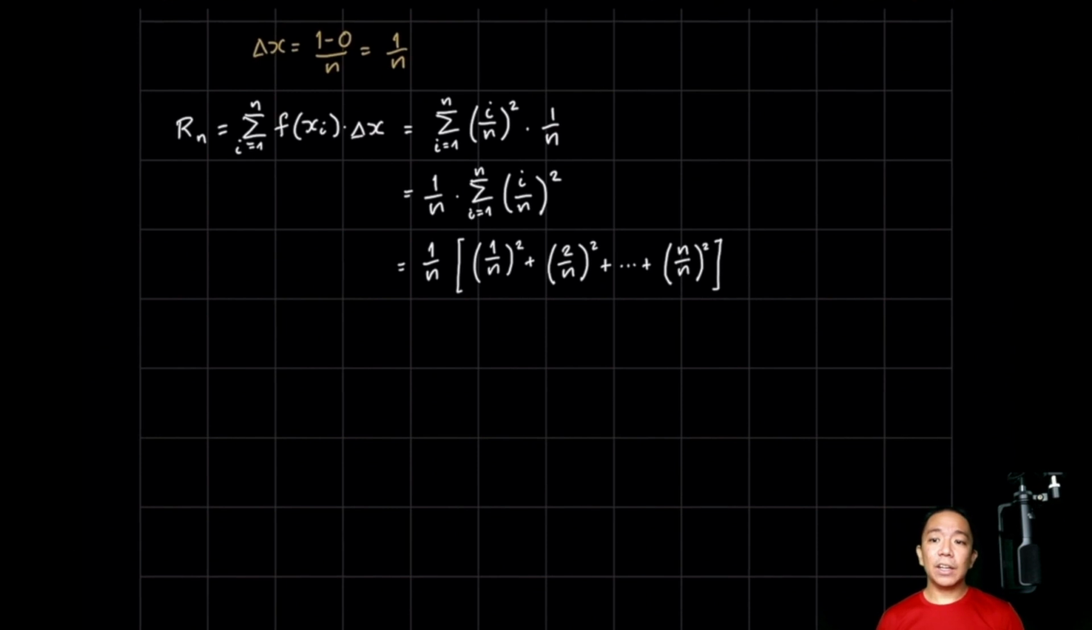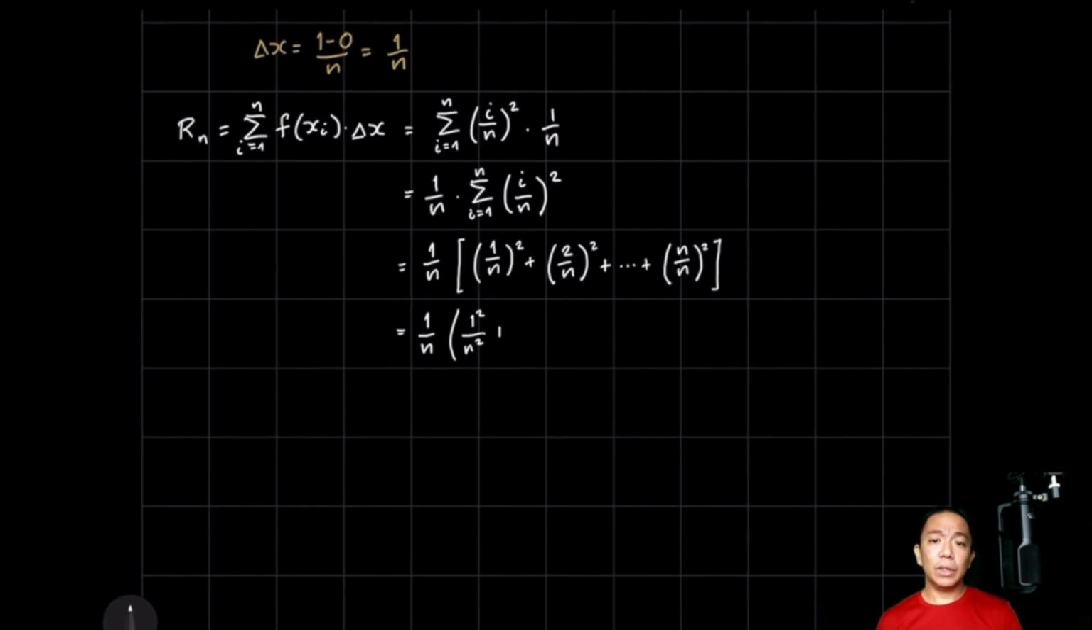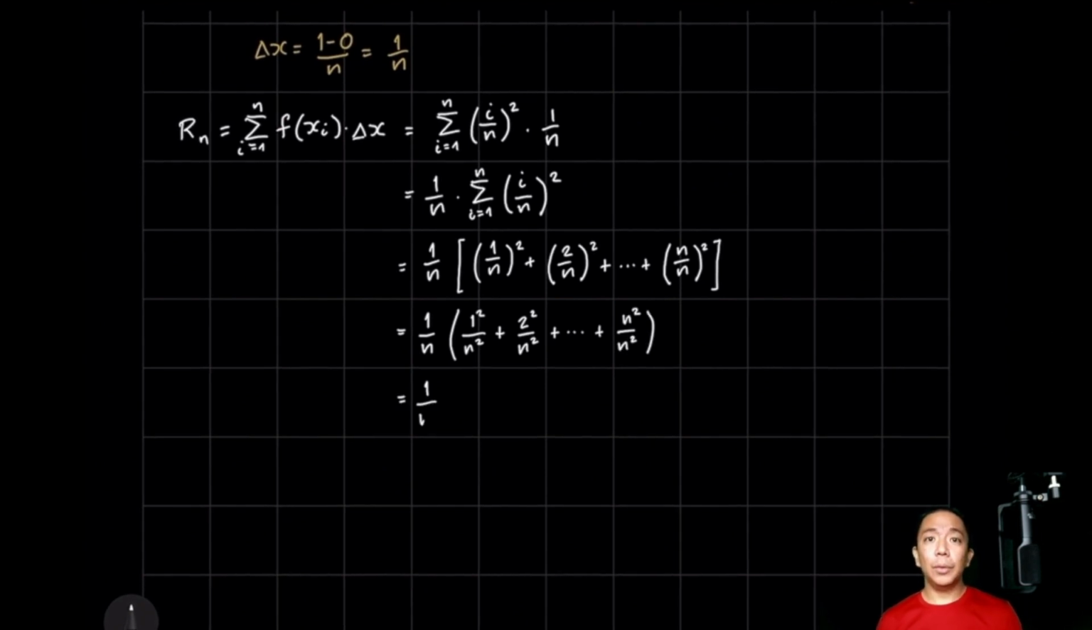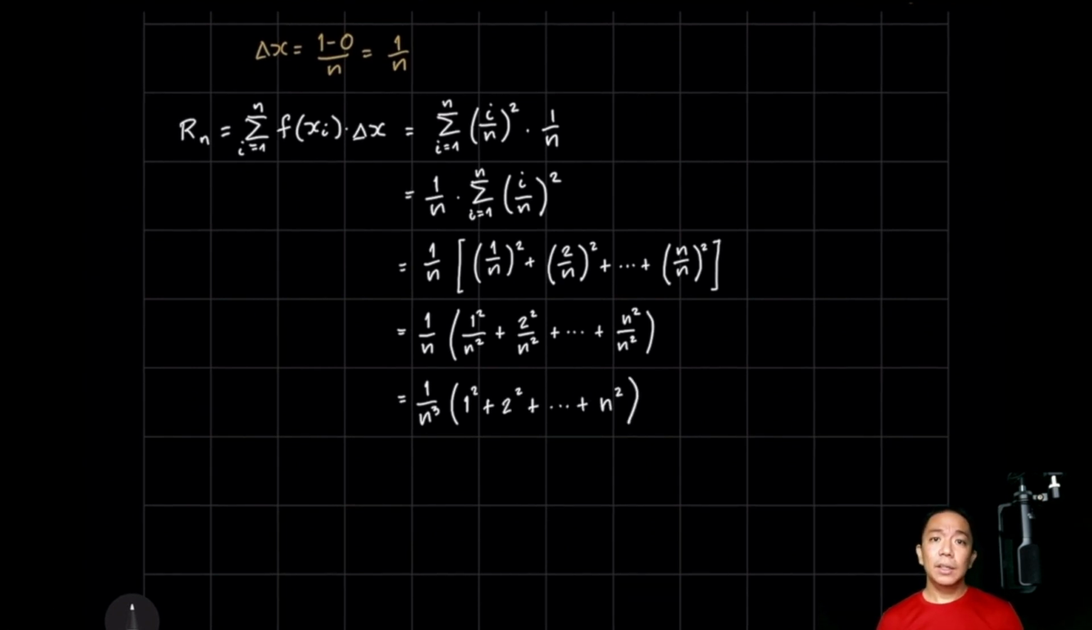Applying yung square, we will get 1 over n times the quantity 1 squared over n squared plus 2 squared over n squared plus and so on all the way hanggang kay n squared over n squared. And for all the terms dun sa loob ng parenthesis, lahat sila may n squared sa denominator. So I'll also factor it out para imbis na 1 over n yung nasa labas, 1 over n cubed na. At yung matitira sa atin sa parenthesis ay 1 squared plus 2 squared plus 3 squared and so on all the way to n squared.